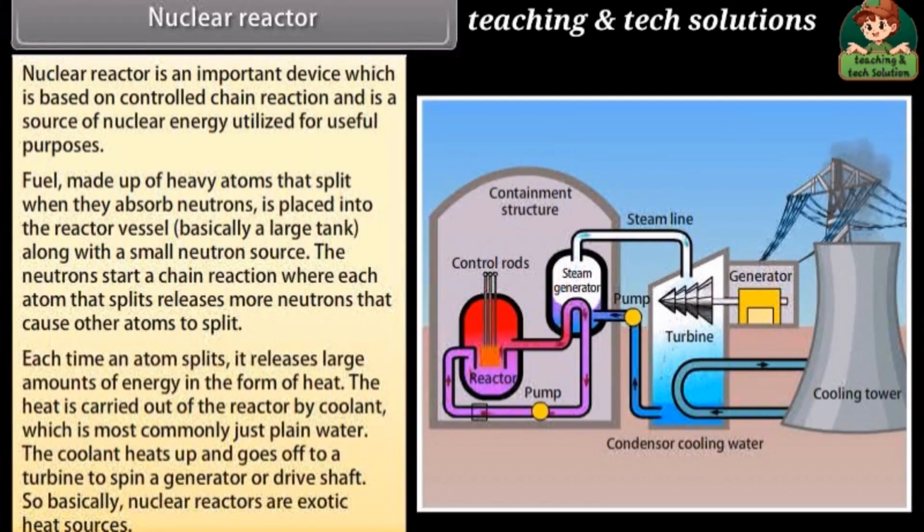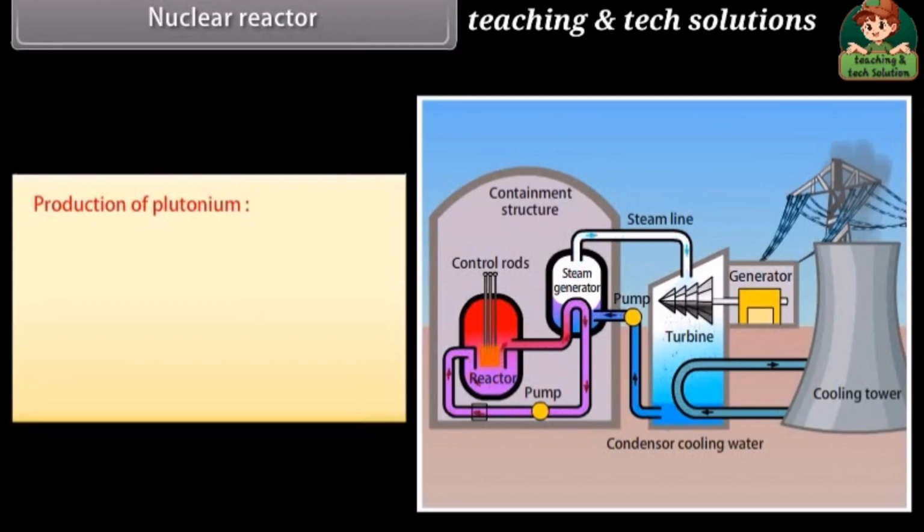The neutrons start a chain reaction where each atom that splits releases more neutrons that cause other atoms to split. Each time an atom splits, it releases a large amount of energy in the form of heat. The heat is carried out of the reactor by coolant, which is most commonly just plain water. The coolant heats up and goes off to a turbine to spin a generator or drive shaft. So basically, nuclear reactors are exotic heat sources.